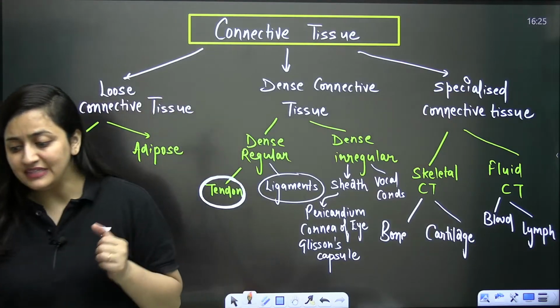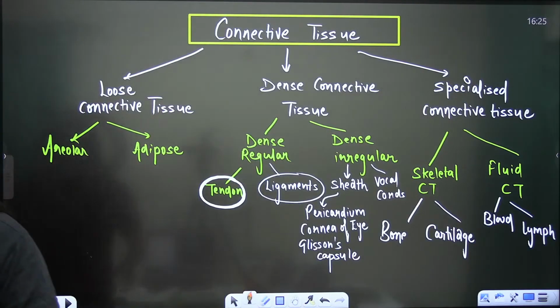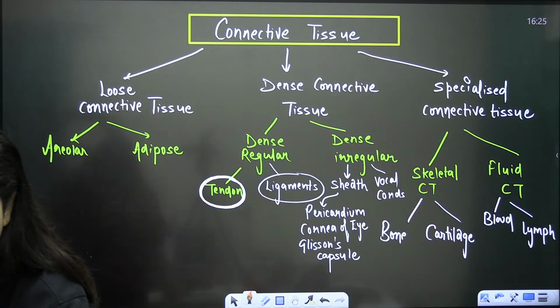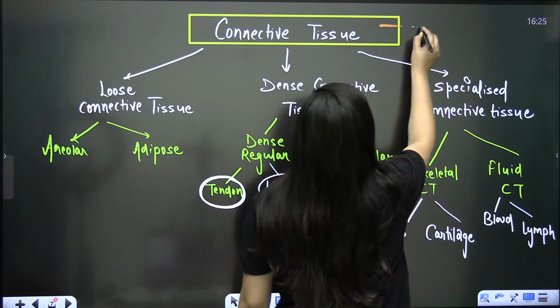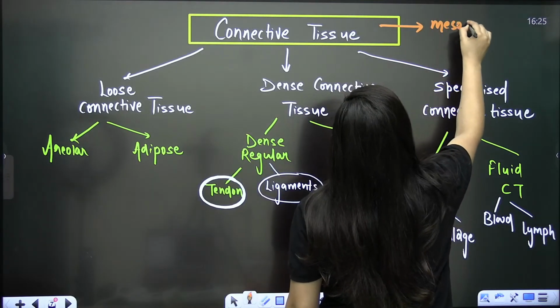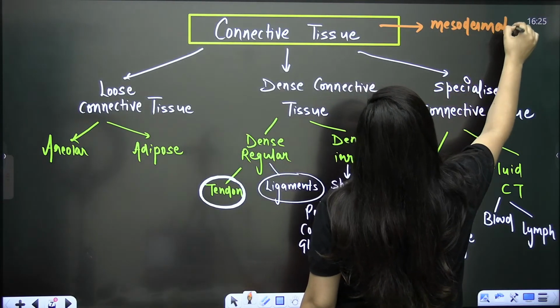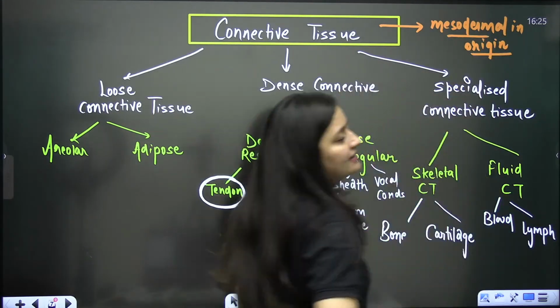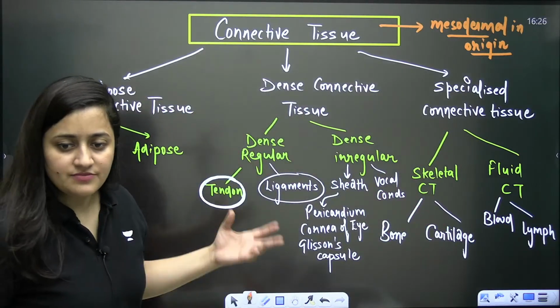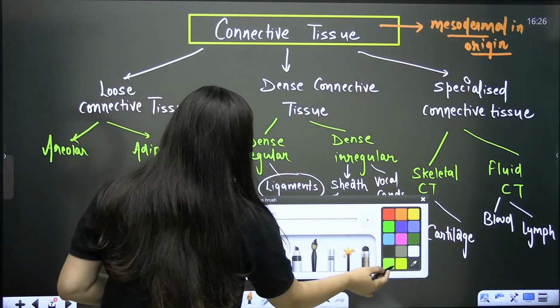Next is the connective tissue. When you talk about the connective tissue, it has the special function of linking and supporting the body. Its main function is linking and supporting the body. Clear? And mostly it is mesodermal in origin. It is made up of this germ layer, that is your mesoderm.